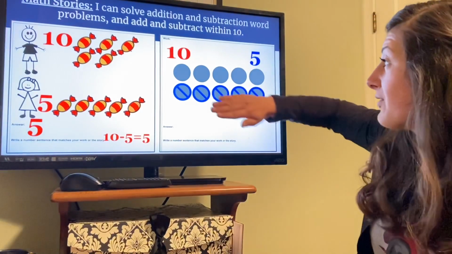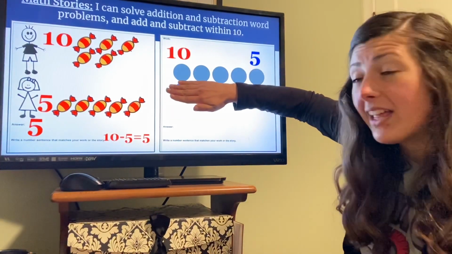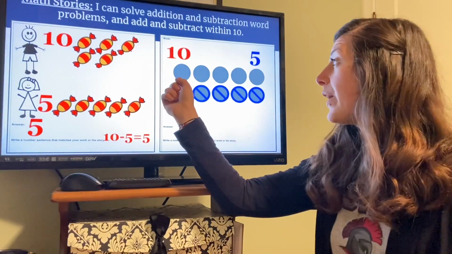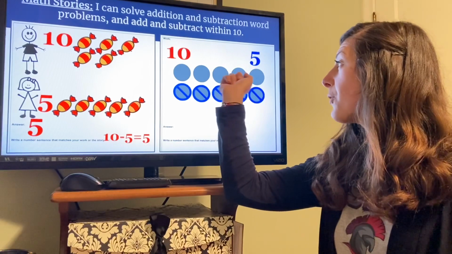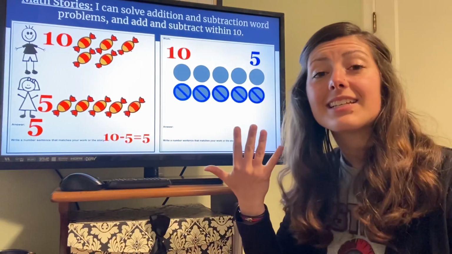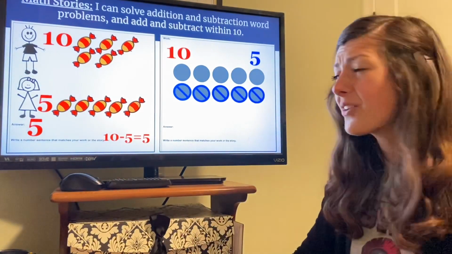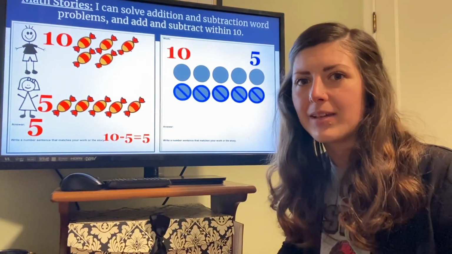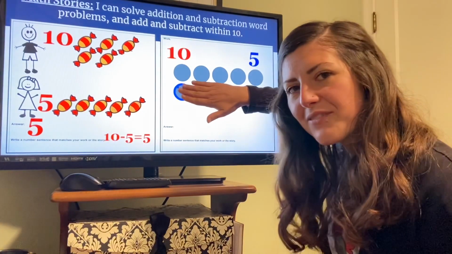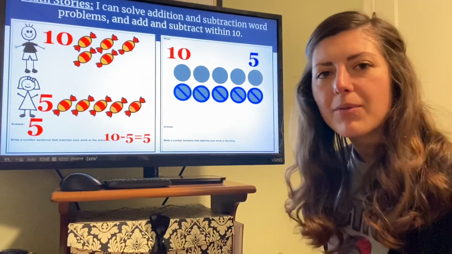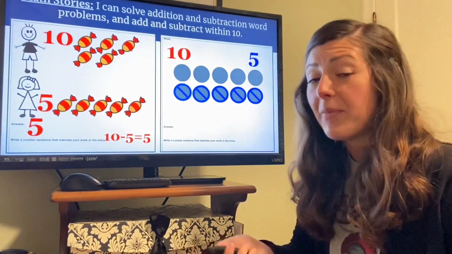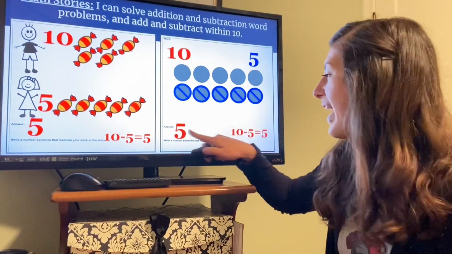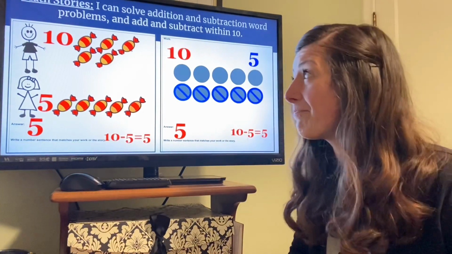Now, when I have 5 gone, I know all I have left is this top row, so I can count and see how many that is. 1, 2, 3, 4, 5. I still got 5. Now, another way that I could do this, since this is kind of like a filled up 10 frame, I know if my bottom half of my 10 frame is gone, the top row is only 5. So if I know that, I don't even have to count. And again, same answer 5 and same number sentence.